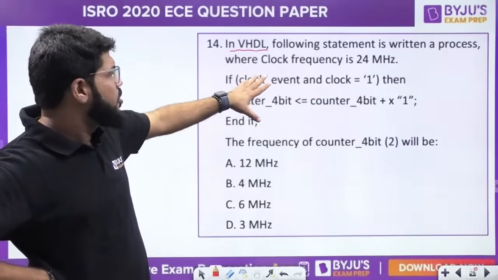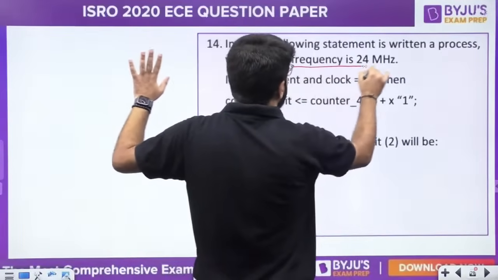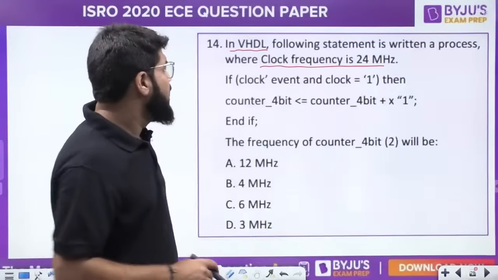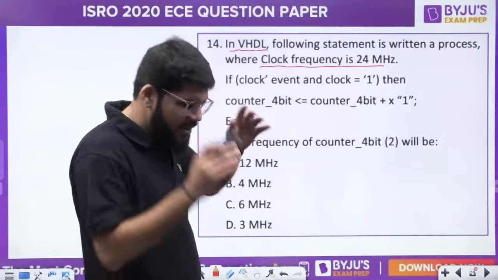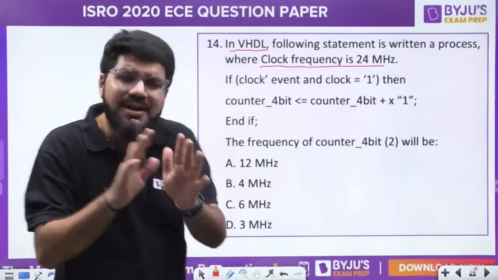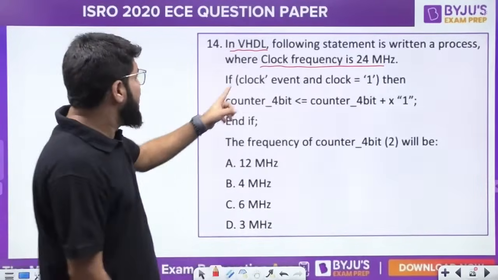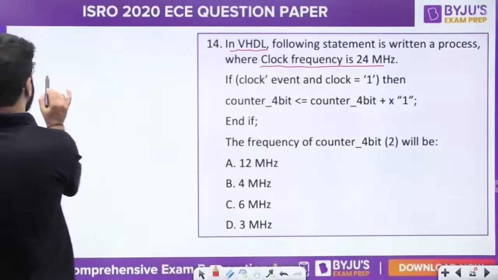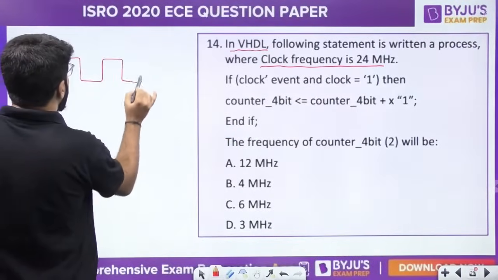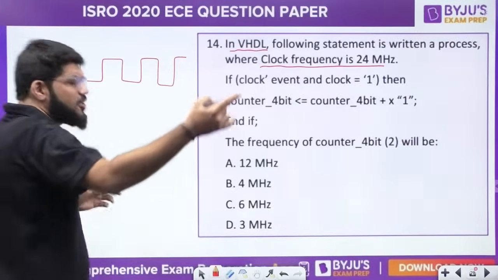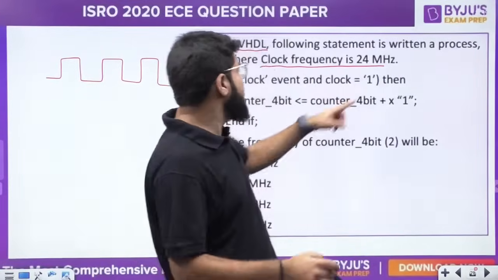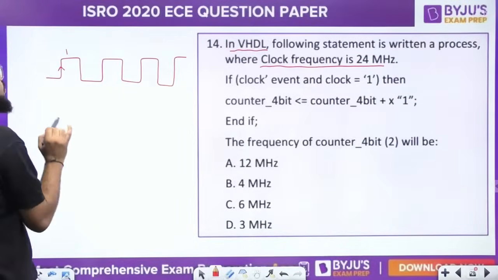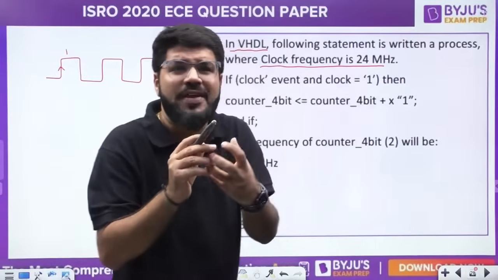The following statement is written in a process and the clock frequency is 24 megahertz. Can you solve it by your logic, even if you don't know VHDL? If clock event and clock equal to 1. You may have read C, so you'll be able to resemble it a little bit. Two conditions are given: there is a clock event. The clock keeps changing 0, 1, 0, 1. So an event means a transition, and the clock equals 1. So it is positive edge triggered. They want to specify positive edge triggered.